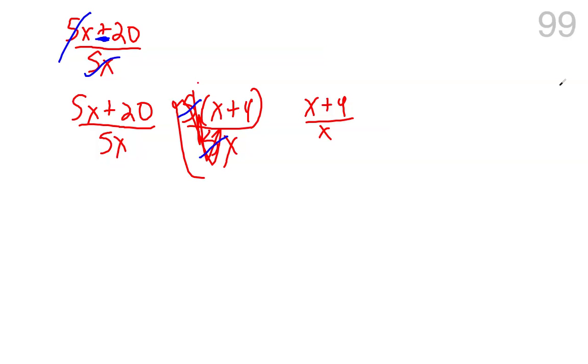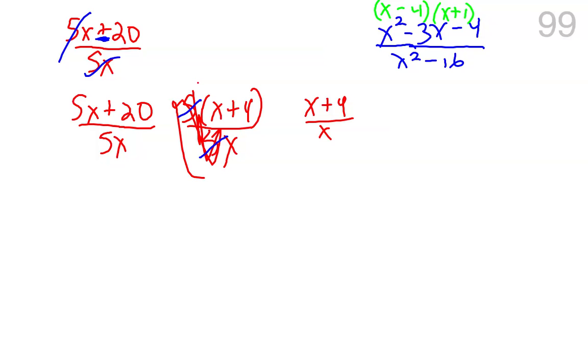Let's take a look at the next one. It says x squared minus 3x minus 4 over x squared minus 16. So factor the top. When you factor it, I think you get x minus 4 times x plus 1, right? Factor the bottom. What is it? X minus 4 times x plus 4.